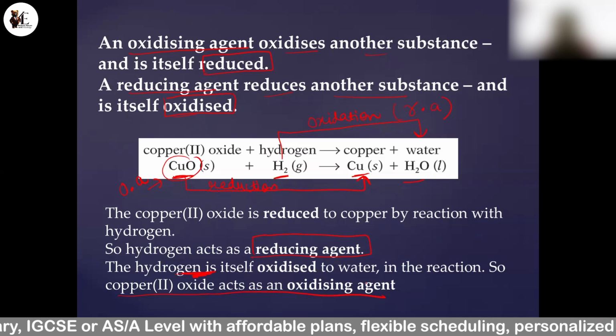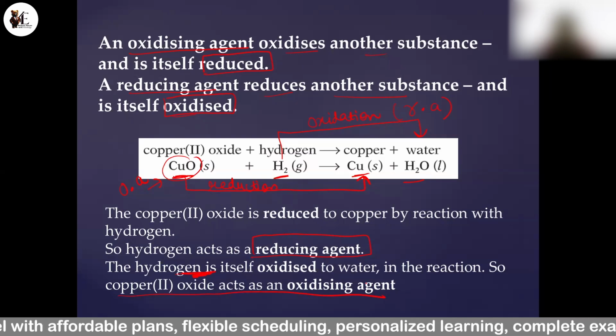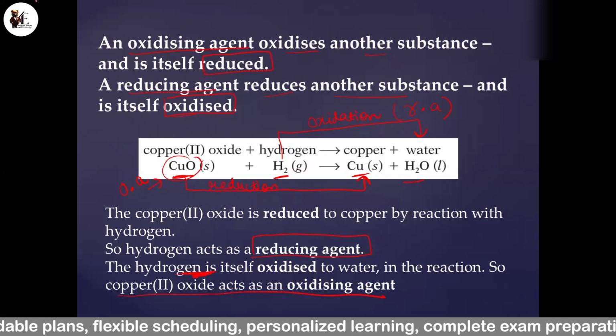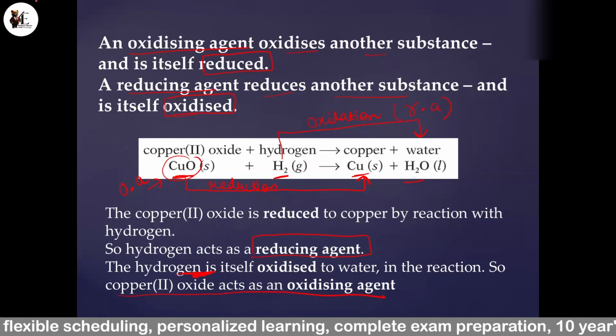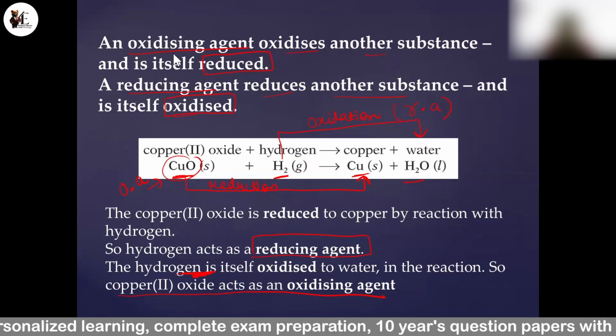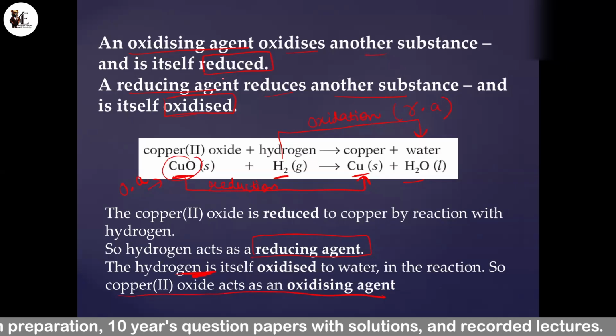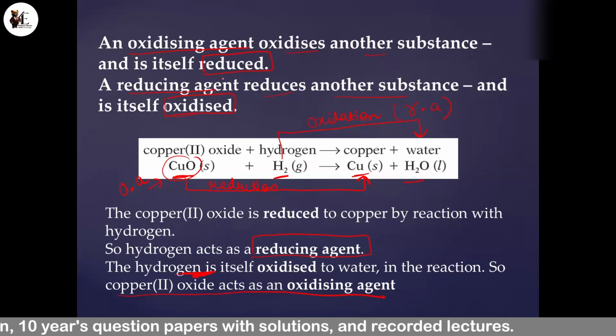Is it clear, the difference between oxidizing agent and reducing agent? Am I audible? Sorry, I thought I was unmuted. I said yes. Okay, so please read the entire slide once, and then take a screenshot. If there's any doubt, please ask. Okay. Done.